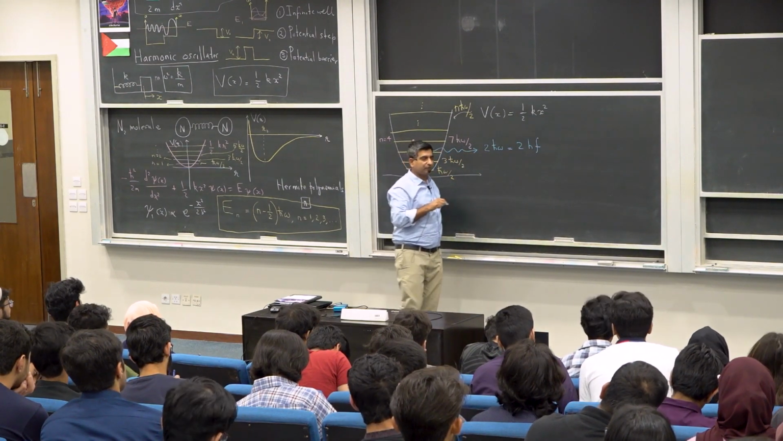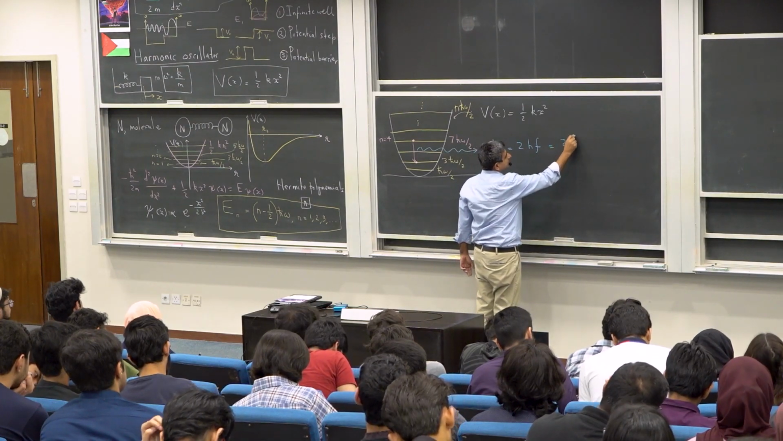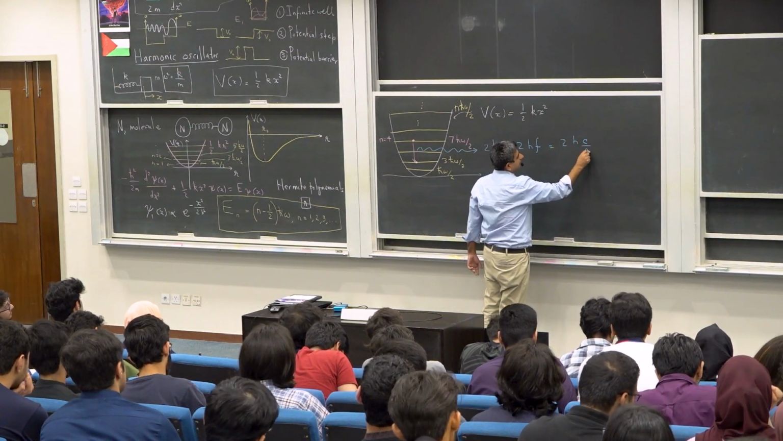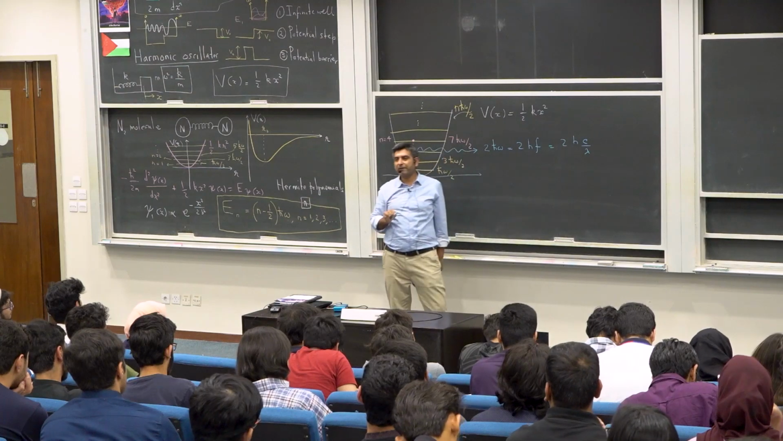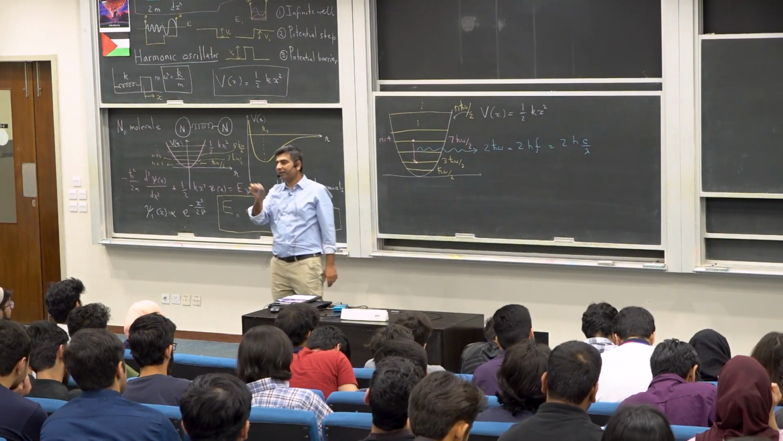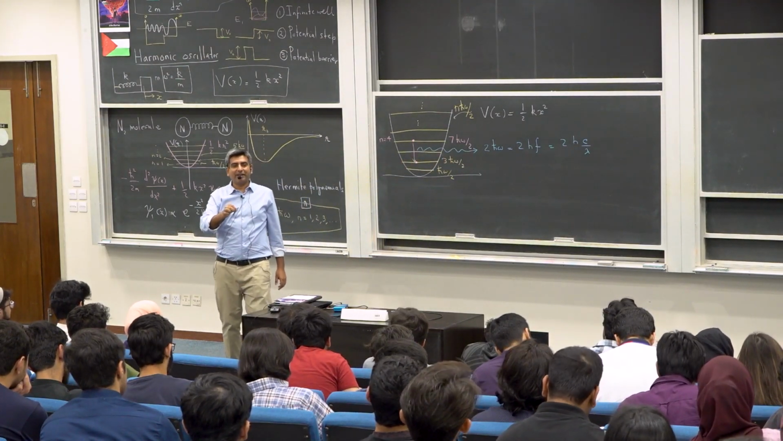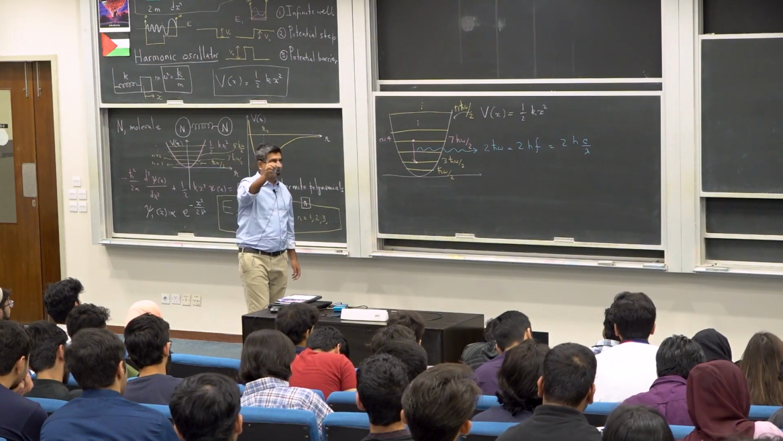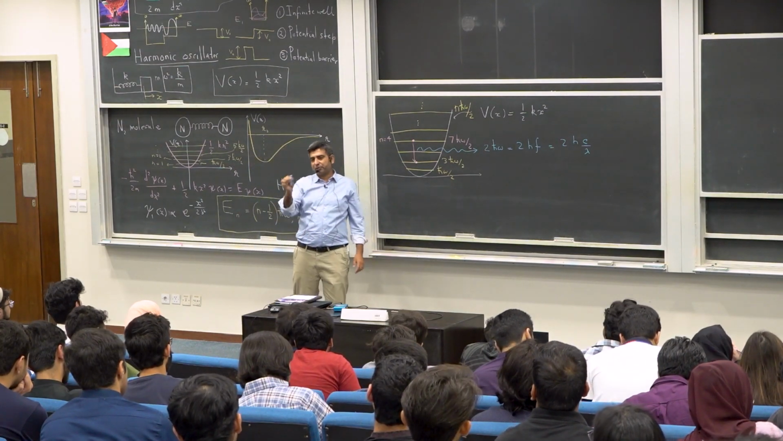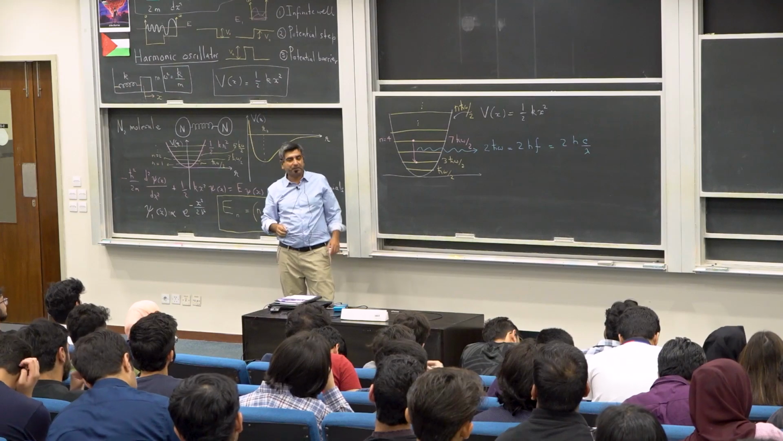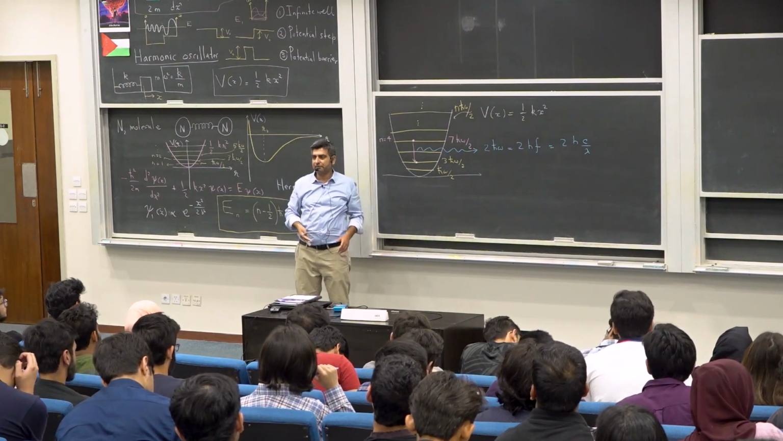And you can find the wavelength of this photon: 2 h bar omega equals hc over lambda, where lambda is the wavelength of the photon, and from the wavelength you can tell the color of the photon. It might lie, by the way, in the ultraviolet or X-ray or any other regime, microwave, infrared. That depends upon how big this gap is.